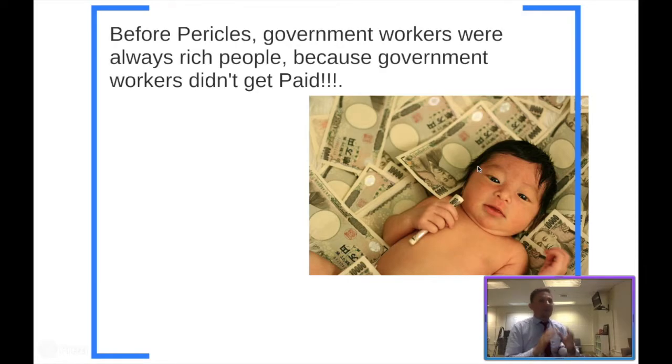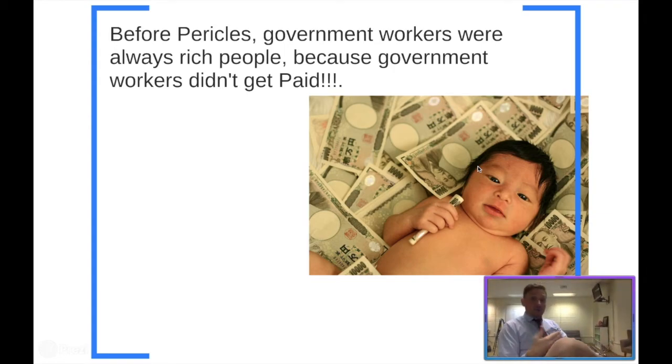All right, so before Pericles was actually in power, government workers had to work for free, right? But wait a second. That means that the only people who could literally afford to be a government worker, to be elected as an archon, to be elected as a representative of the body of Athens or a tribal representative of Athens, had to be wealthy. And why do they have to be wealthy? Because no one in ancient Athens can do a job without getting paid because they'll starve to death, right?